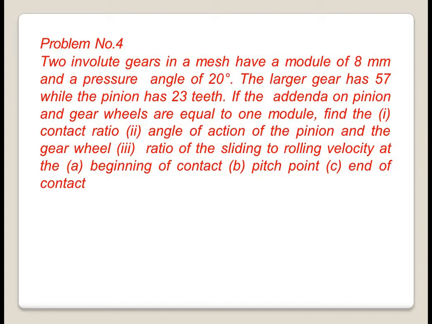If the addenda on the pinion and gear wheels are equal to one module, that is, the addendum of pinion and gear are equal and equal to one module, find first, the contact ratio. Second, the angle of action of the pinion and the gear wheel.